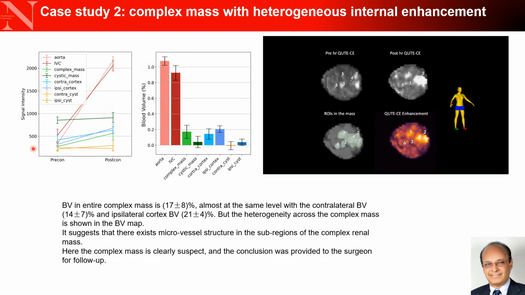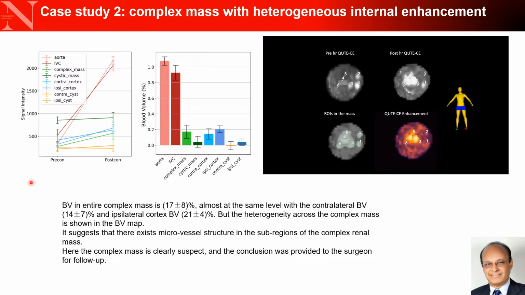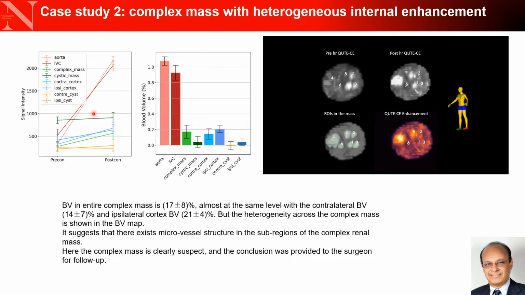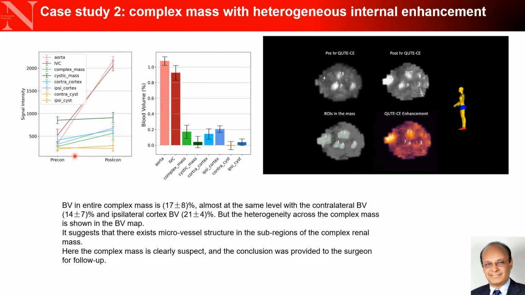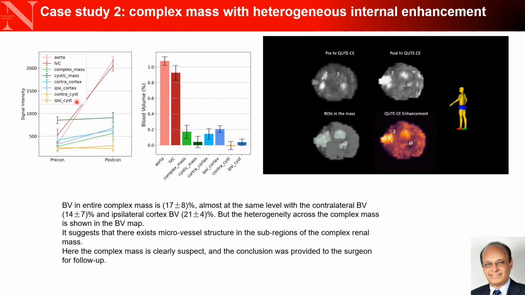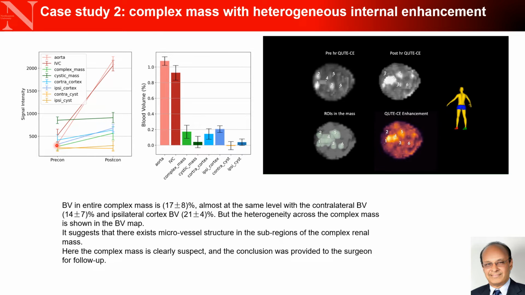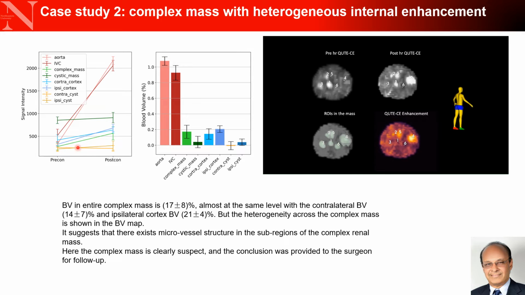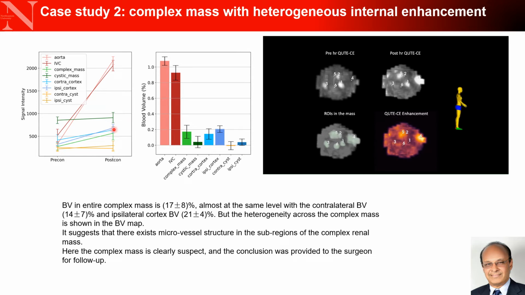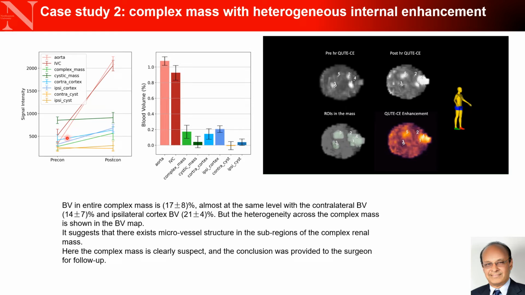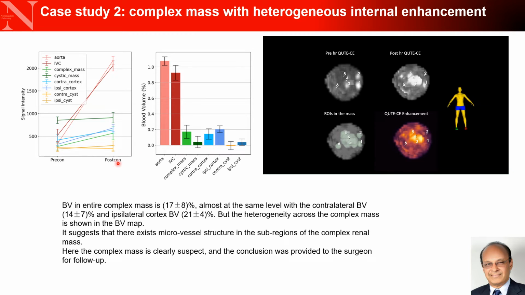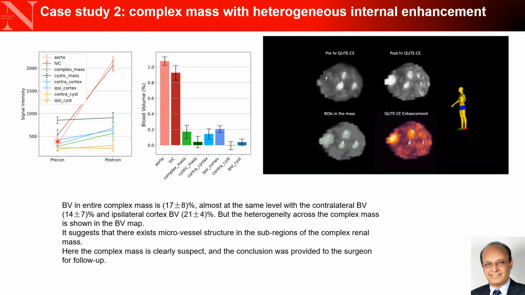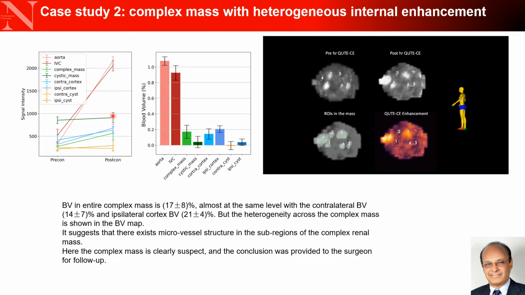The results of the dynamic QTCE-MRA scans are shown here. On the extreme left panel, the enhancement in the vessels and also in the tissue, including the ipsilateral and contralateral cortexes, is shown quantitatively. In addition, we can see that while two of the masses are not enhanced and can therefore be classified as cystic, the complex mass does show enhancement.